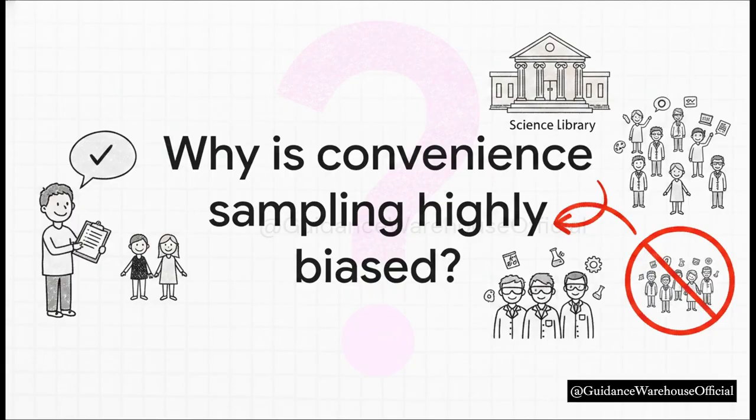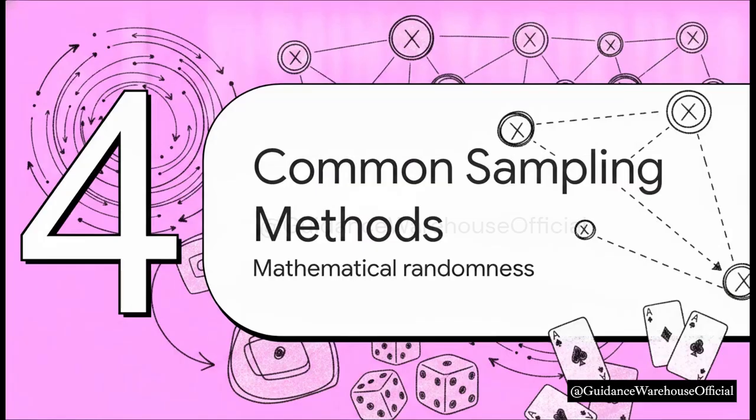Now, a super common point of confusion for students learning this is, why can't I just ask my friends? Or stand outside a library and ask the first 20 people I see? Well, that's called convenient sampling. It relies on results that are just readily available. And sure, it's really easy, but it produces highly biased, wildly inaccurate results. Think about it. If you stand outside a science library, you're mostly surveying science students, completely ignoring the rest of the campus population.